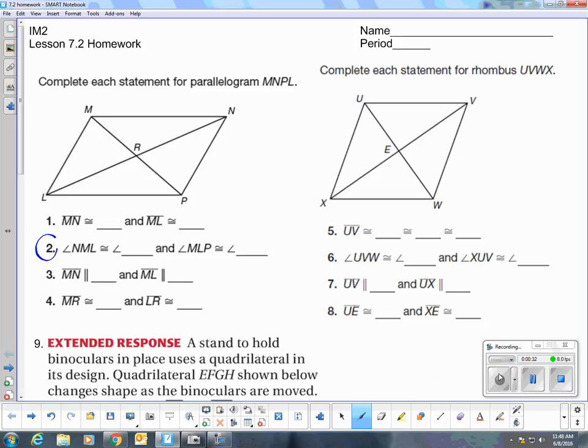In question number 2, they're specifically asking about angle NML, which is this angle right here. Now what we know about parallelograms is that opposite angles are congruent. So angle NML is congruent to this angle here, which we call angle LPN.